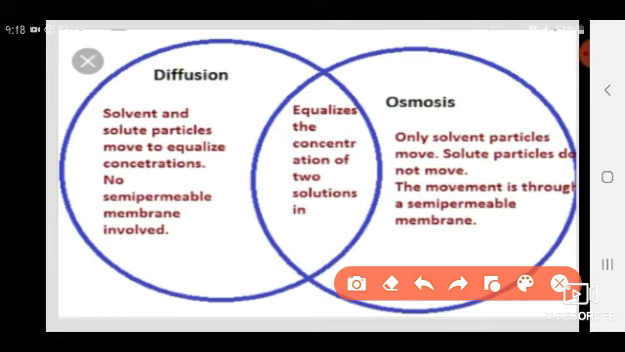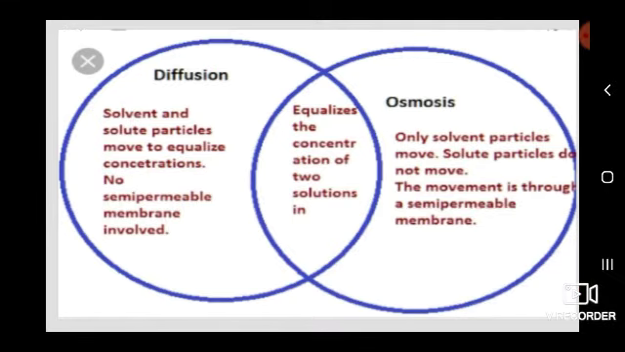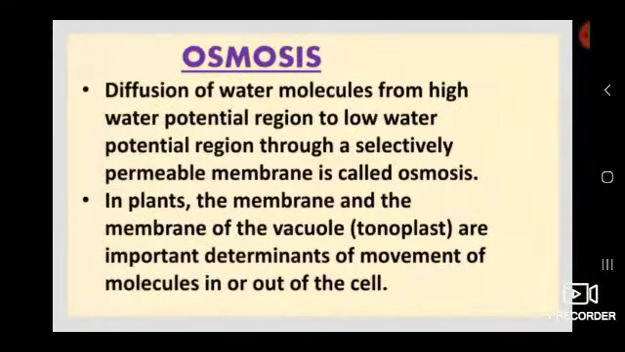The movement is through a semi-permeable membrane in osmosis. In diffusion, there is no permeable membrane involvement. In osmosis, a permeable membrane is involved in the transportation of water molecules from a high concentration region to a low concentration region. So osmosis means transfer of molecules from a high water potential region to a low water potential region through a selectively permeable membrane.